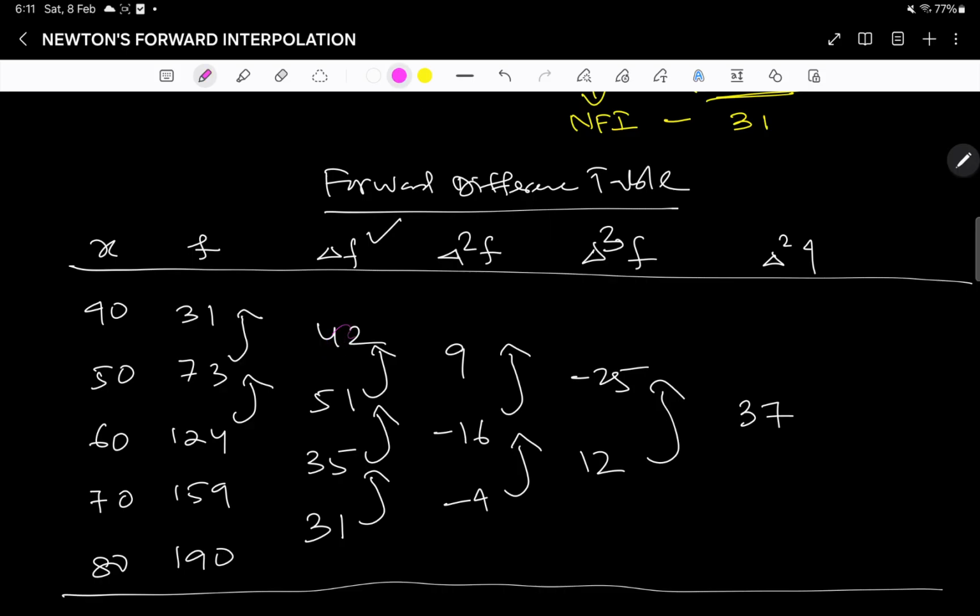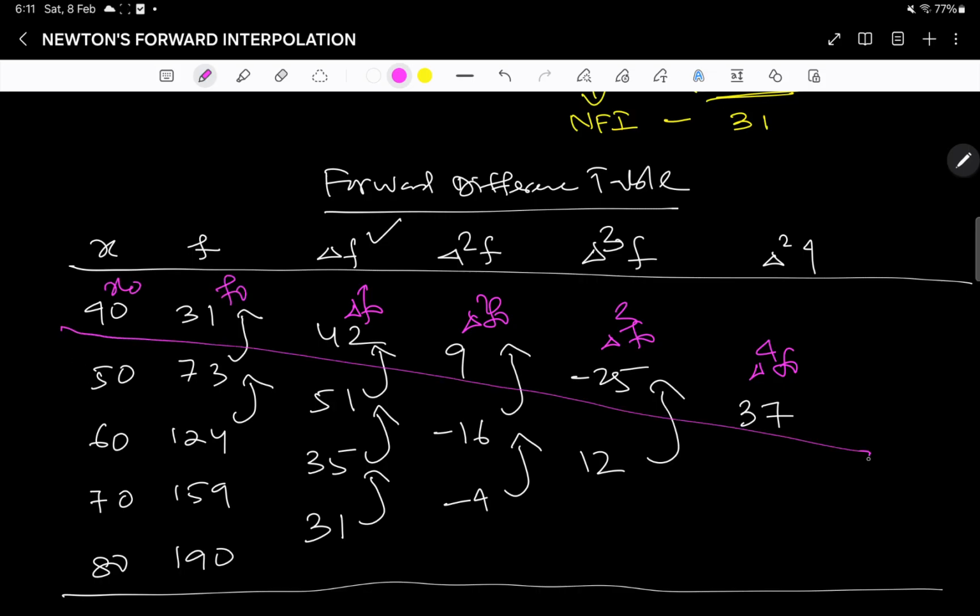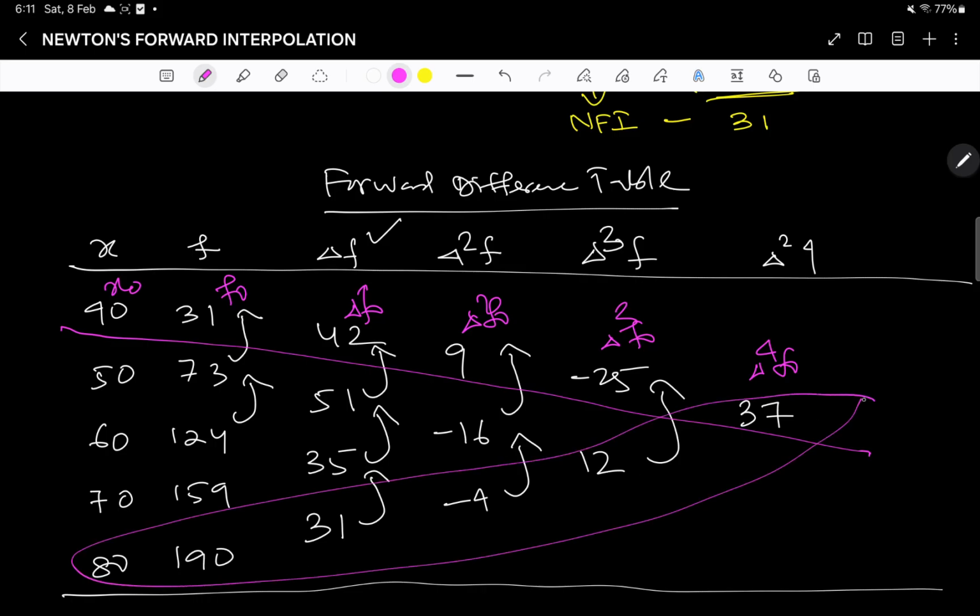So actually we need this. It is my del f0, del square f0, del cube f0, del fourth f0, and it is my f0, and it is my x0. So this thing we need to use the forward formula. For backward we need this. Okay, we will see later on for Newton backward, but we are using this for Newton forward.